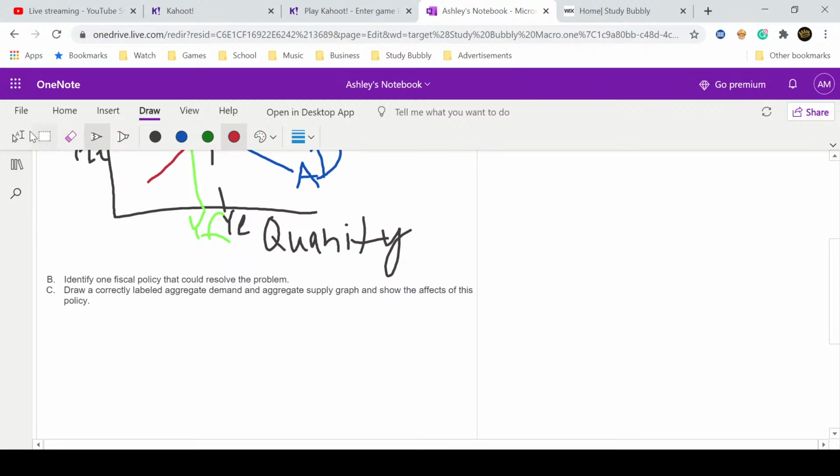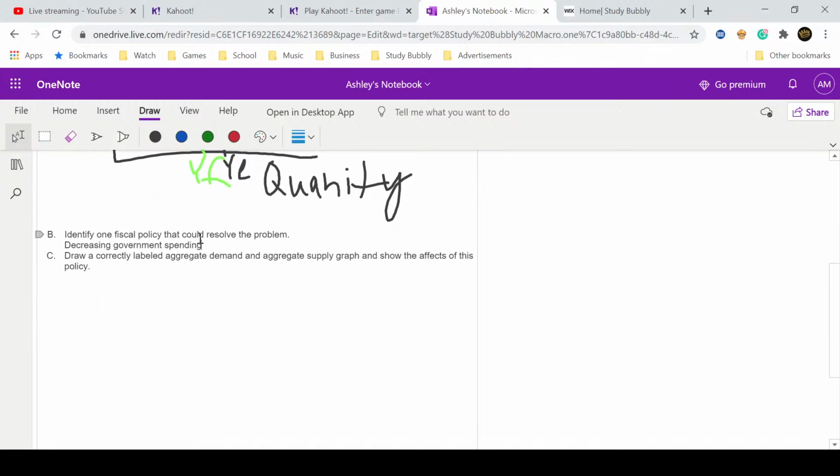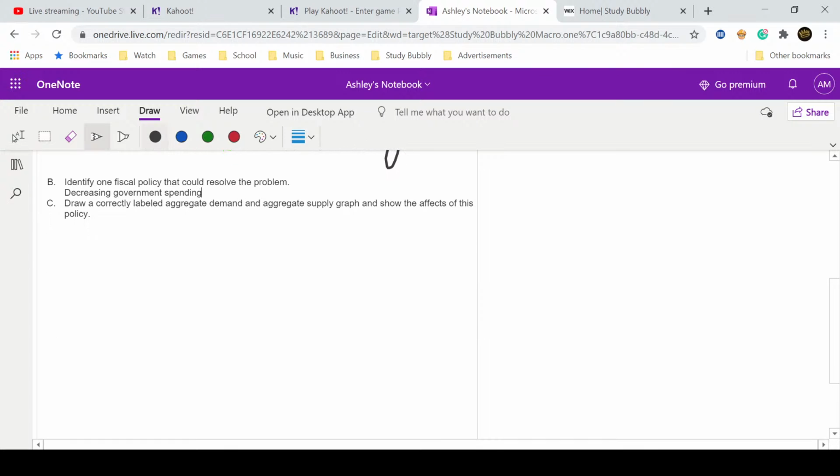So how to fix that is you would need a contractionary fiscal policy. Fiscal policies are just changes in taxes or government spending, like decreasing government spending. An increase in taxes would also be a contractionary fiscal policy. So when you do that, you decrease aggregate demand.